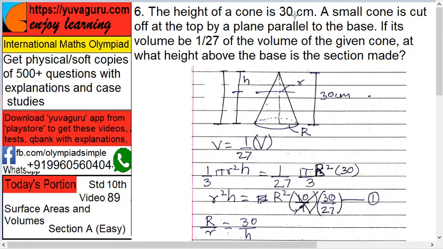The height of a cone is 30 centimeters. A small cone is cut off at the top by a plane parallel to the base. If its volume is 1/27th of the volume of the original given cone, then at what height above the base is the section made? It means, see, this is a cone, right?